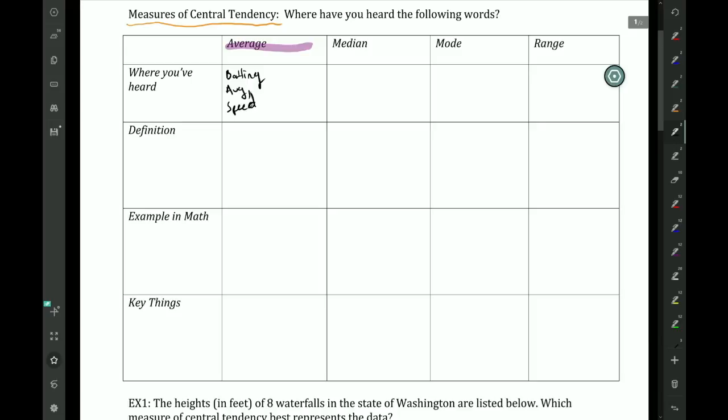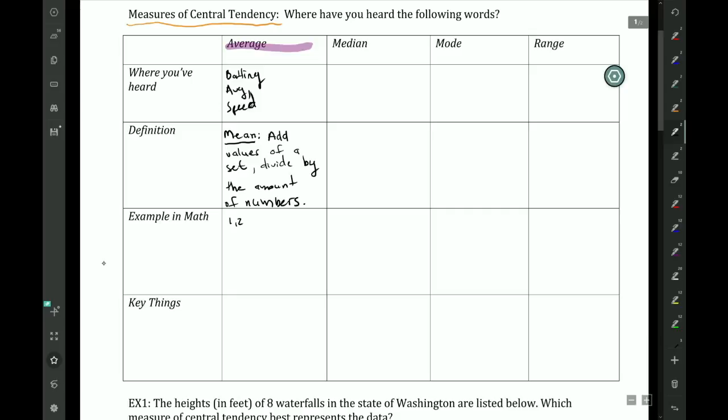Another thing that it's known as is the mean. Average and mean are the same thing, and its definition is basically if you add the values of a set, or their sum, and divide by the amount of numbers.